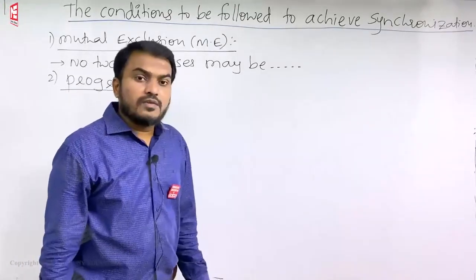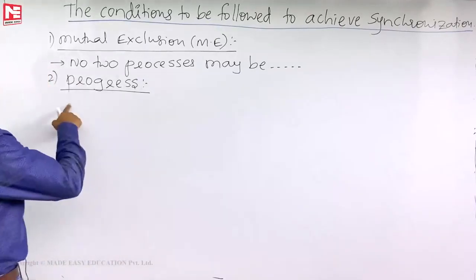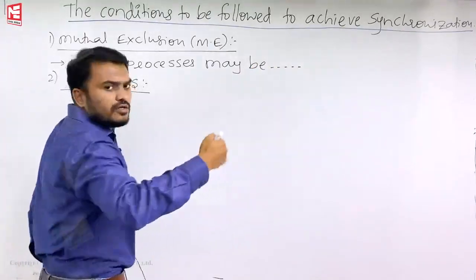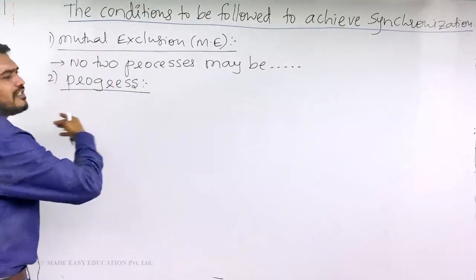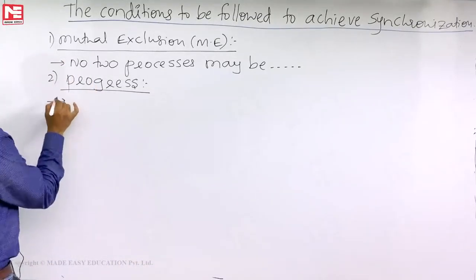Okay, the second condition you have to follow is progress. Note down all the points carefully. I am going to write some points here, and some points you have to dictate. Sometimes I say, okay, dash, dash, dash, and you have to continue, because I cannot write everything on the board. The board is also small. Now note down the first statement in progress.